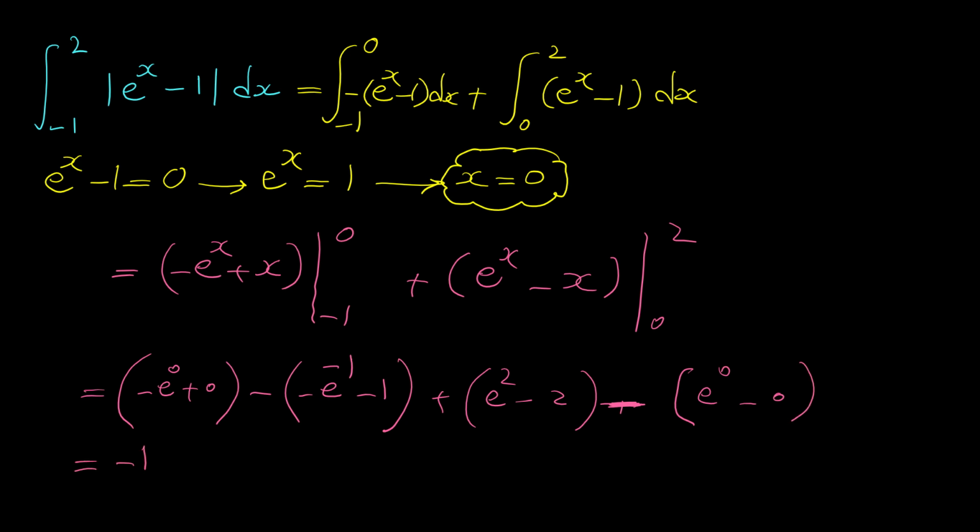Here we have a negative 1 in the first bracket. Then we have plus e to the negative 1 and plus 1. Minus times minus 1 is plus 1. Then we have e to the 2 minus 2. e to the 0 is 1, so minus 1. Negative 1 with plus 1 cancels. At the end, we have e to the 2 plus e to the negative 1 minus 3. And this is the value of this integral.